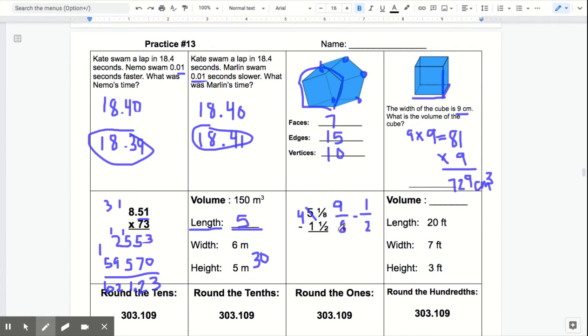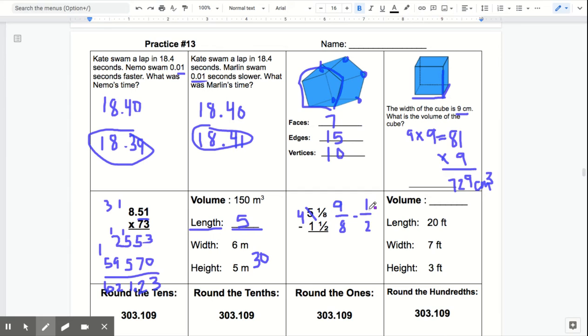So we added one whole, or 8/8. So 2/2, 3/3, 4/4, 5/5, 6/6, 7/7, 8/8, 9/9, so on and so forth. Those are all equal to one whole. So whenever you borrow, just add the denominator to the top, and then you can do your normal subtraction.